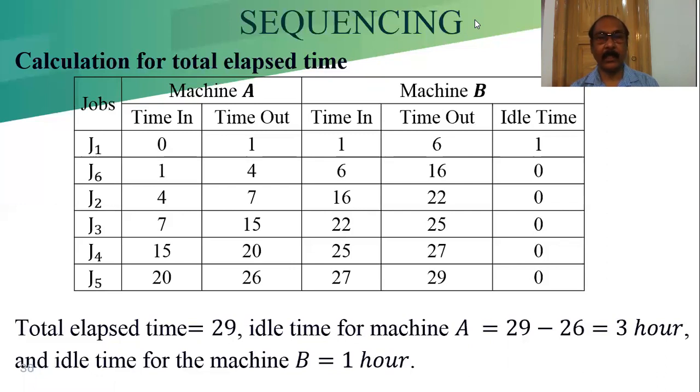Next we learn n jobs passing through 3 machines. That is the same algorithm. First we have to convert the 3 machines to the equivalent of 2 machines. Then we have to solve it.